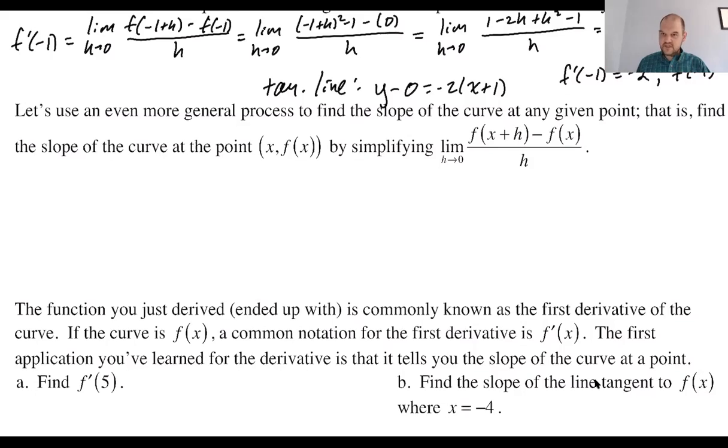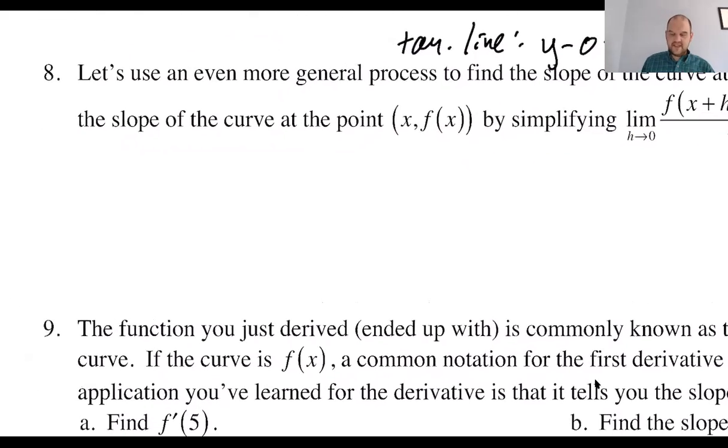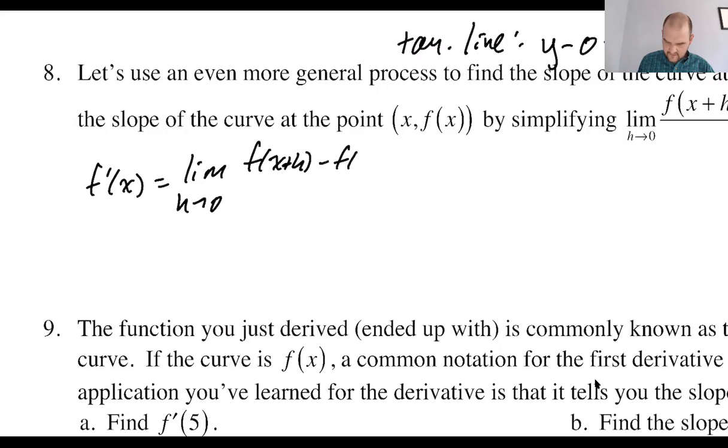Instead of picking a specific x, let's find not f prime of 2, not f prime of -1. Let's find f prime of x. And that's going to be the limit as h approaches 0. So memorize this. This is one you memorize. Limit as h approaches 0, f of x plus h minus f of x over h. We've already done this twice, and more than twice. If you go back to the limit notes, you'll find out we did this several times.